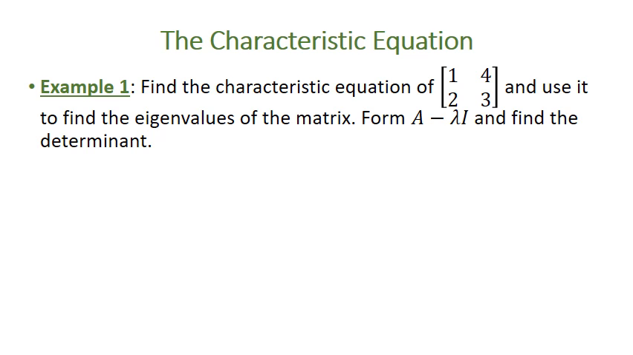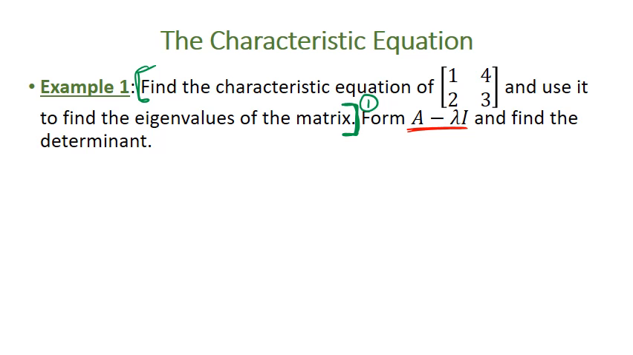Let's go ahead and look at the first example. Sorry for this typo. This is the question. This is your first step, so I apologize for that. So we want to find the characteristic equation of that matrix and use it to find the eigenvalues. So to solve, your first step is to form A minus lambda I and find the determinant of that.